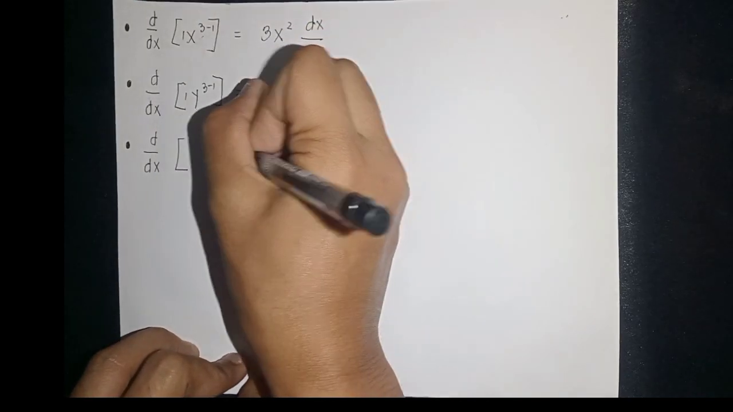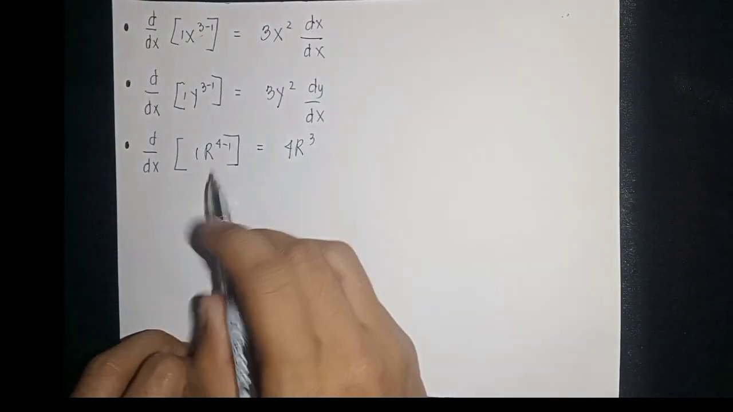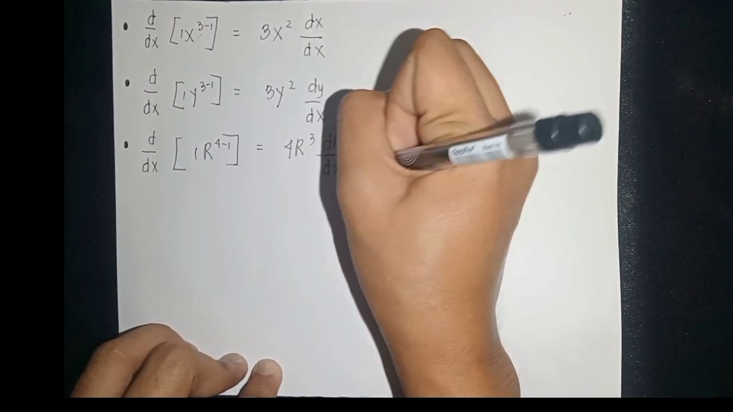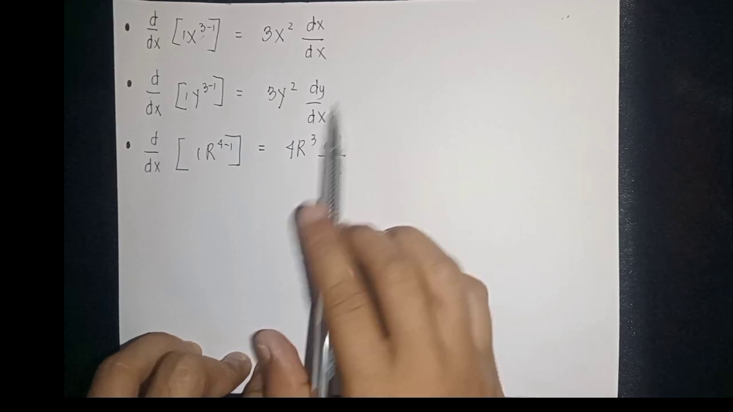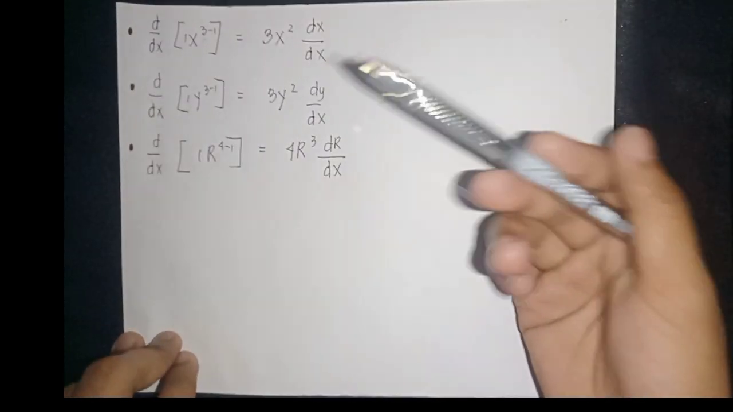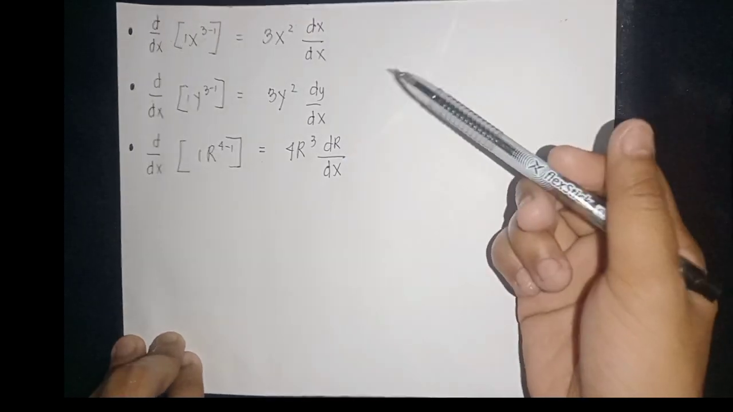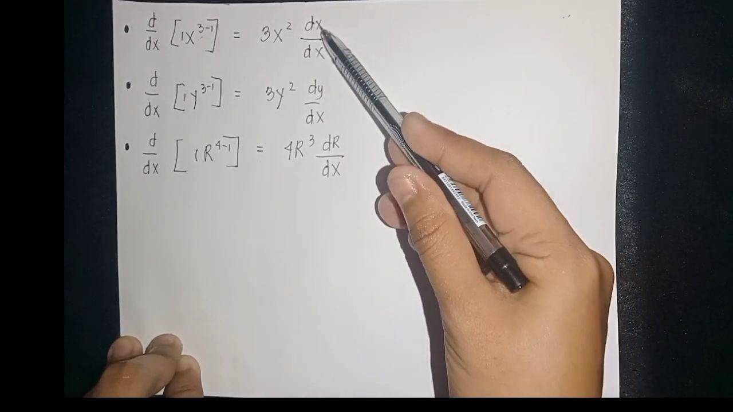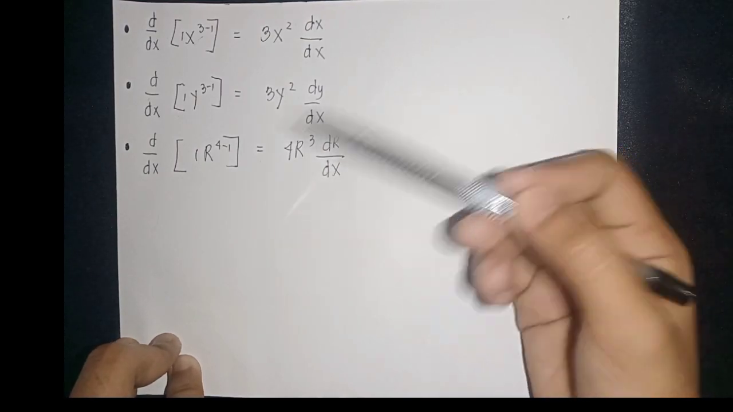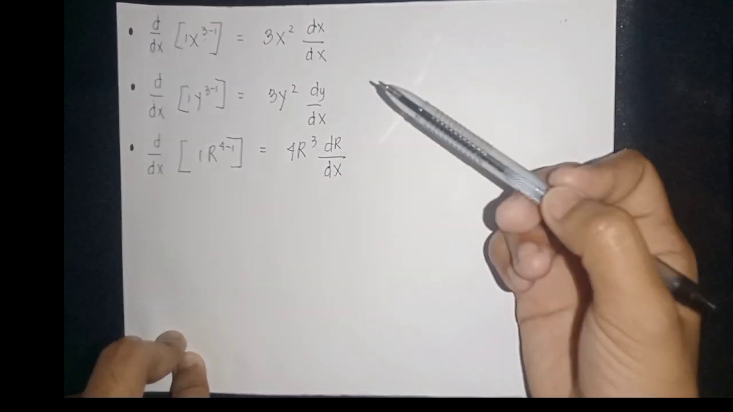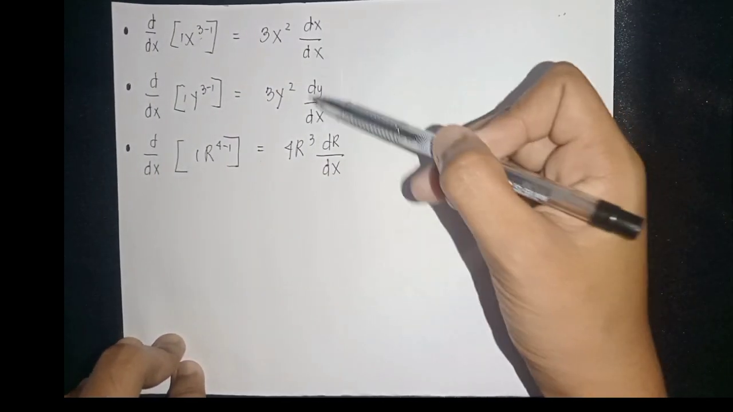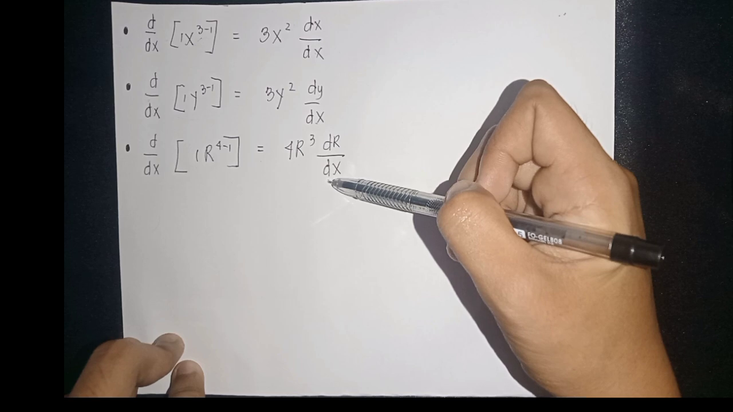And then the third one is to differentiate r raised to 4. The answer is 4r cubed, because 1 times 4 is 4 and 4 minus 1 is 3. So these are the differentiated functions, the answers. And again, always remember that every time you differentiate a y variable or any variable, you need to add the derivative of y with respect to x, or the derivative of r with respect to x, and so on.